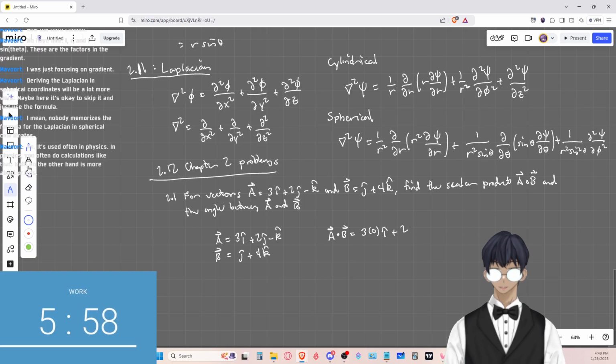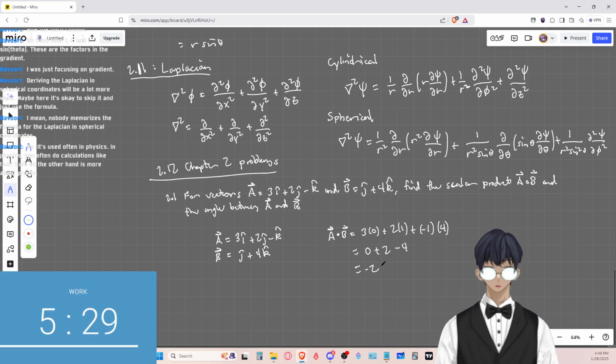Oh, whoops, no. Why am I writing an I in there? It shouldn't be there. Times 1 plus -1 times 4. 0, 2, and -4, which turns out to be -2. Okay.